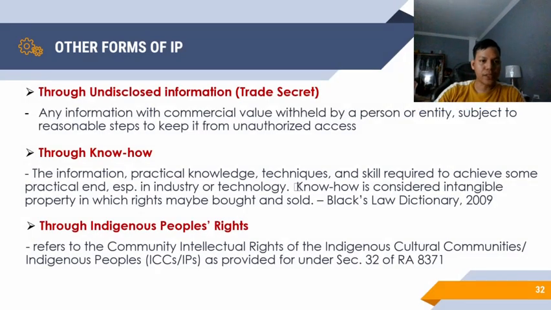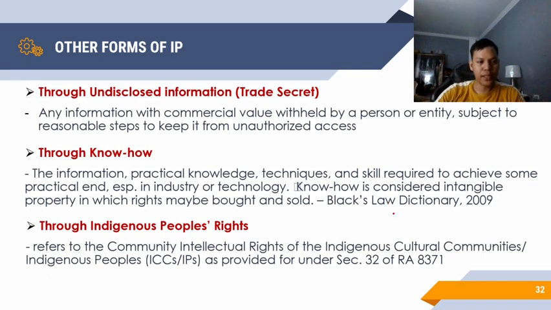True undisclosed information or trade secret: any information with commercial value withheld by a person or entity subject to reasonable steps to keep it from unauthorized access. And we also have know-how, the information, practical knowledge, techniques, and skill required to achieve some practical result, especially in industry or technology. Know-how is considered an intangible property in which rights may be bought and sold, according to Black's Law Dictionary in 2009. And we also have the indigenous people's right.